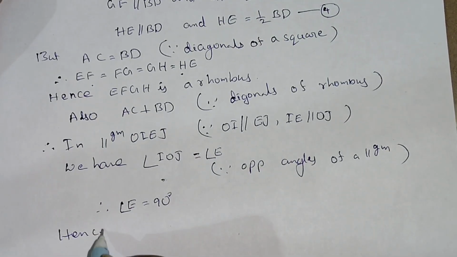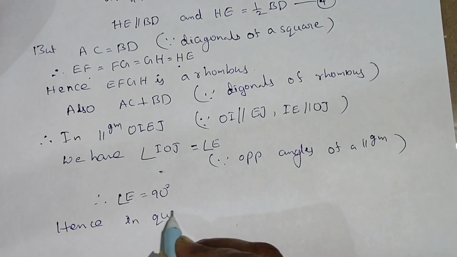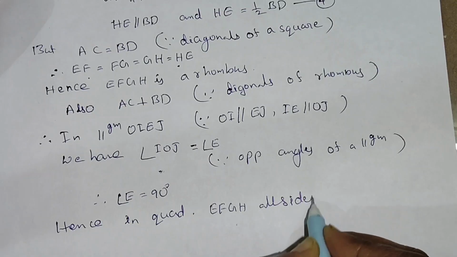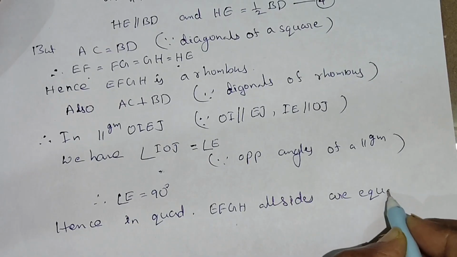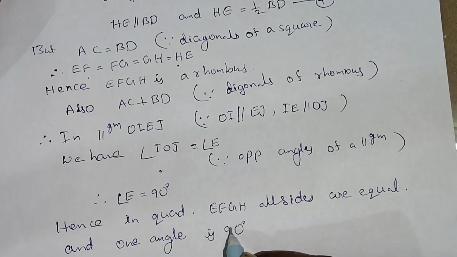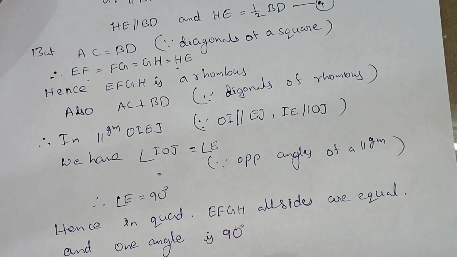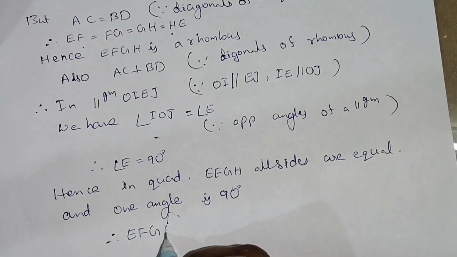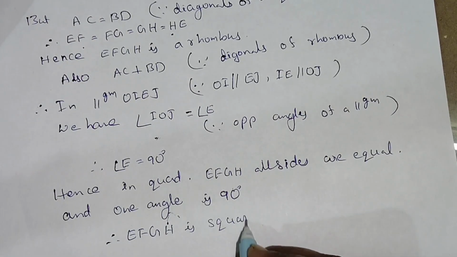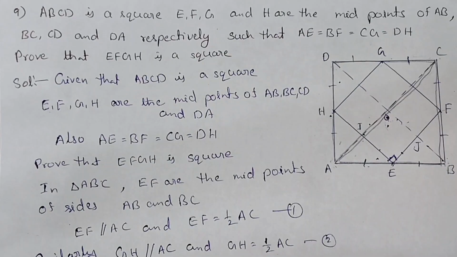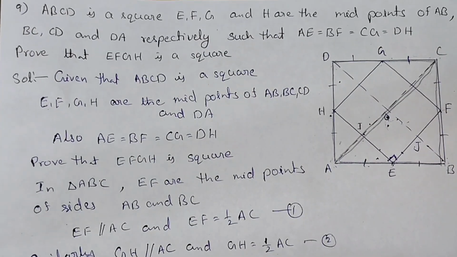Hence in quadrilateral EFGH all sides are equal and one angle is 90 degrees. Therefore EFGH is a square. So this is the complete proof. This is the 9th solution, first half.